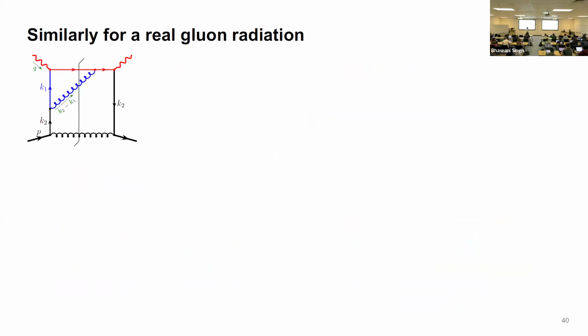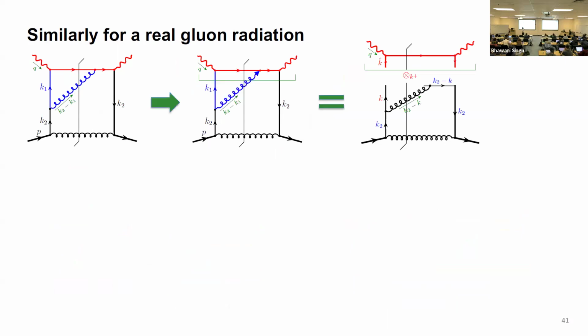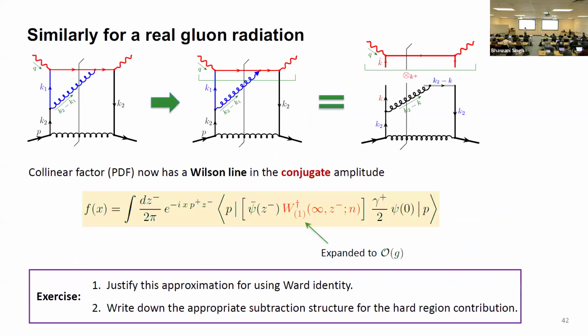And a similar story applies to the other diagram when the gluon is cut. And we also have two regions, collinear and hard. For collinear region, we apply the same approximations and it's factorized in the same way, except that the gluon is now collected by Wilson line on the right of the cut. So this gives us still the same upper part, but for the lower part, we have addressed PDF with the Wilson line on the conjugate amplitude. It's now associated with psi bar.